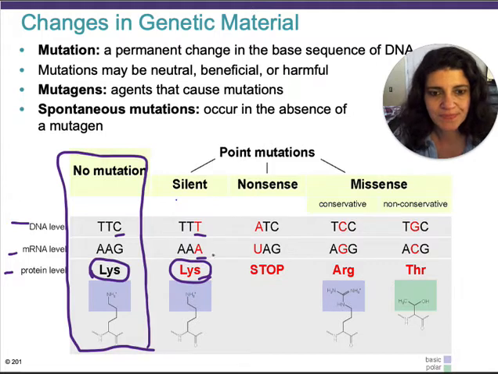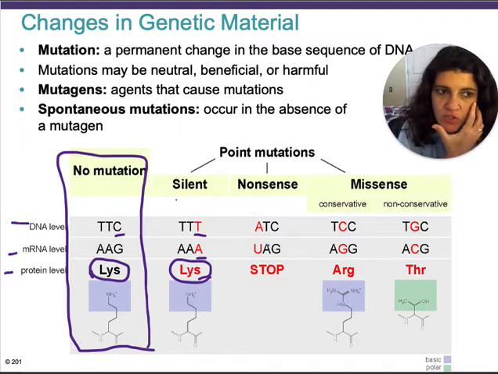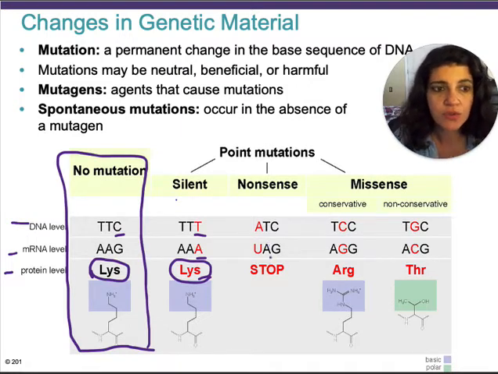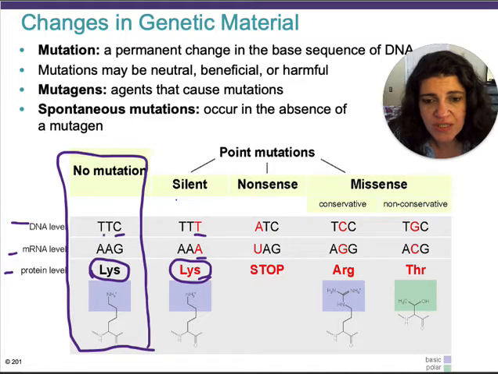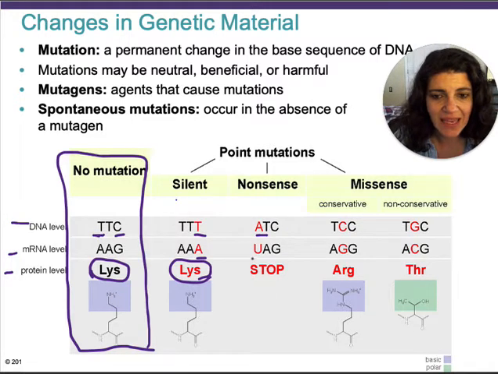Got it? Okay. So what would be a nonsense mutation? These are all point mutations, right? They happen to only one base. You could have mutations that happen to more than one base. A nonsense mutation would be changing this T, this thymine, to an adenine. And in that case, the pair would be uracil, right? Well, this is a stop codon.